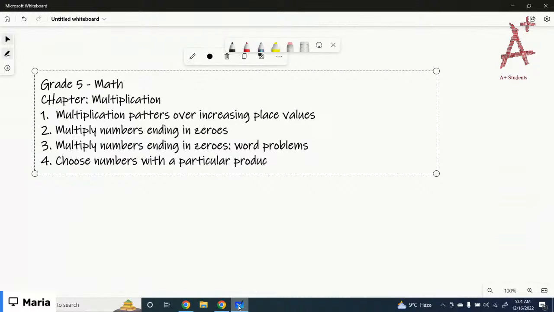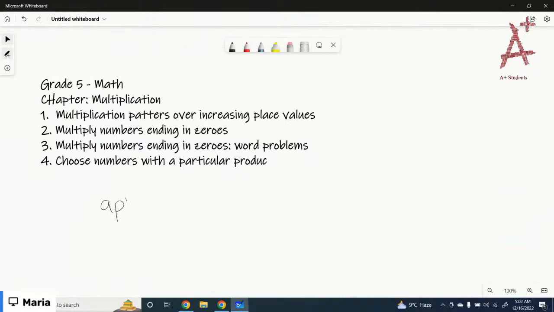So we're going to start with grade 5 maths. You can find all the lessons on aplusstudents.com. You have to log in there using your email address and password as provided by the administrator. Then select math from the subject tab. Scroll down to grade 5 maths. Click on view all lessons. There you can find the list of the chapters. Got it? So please find the chapter multiplication.